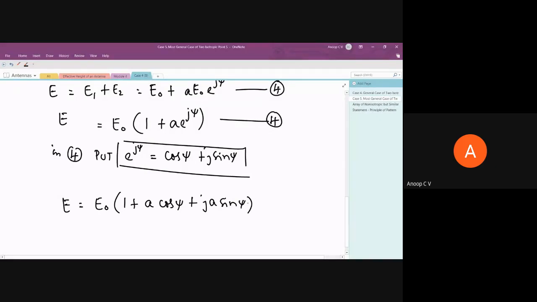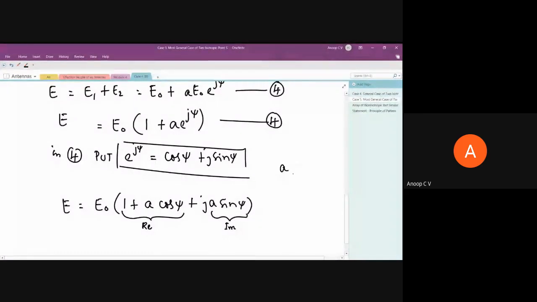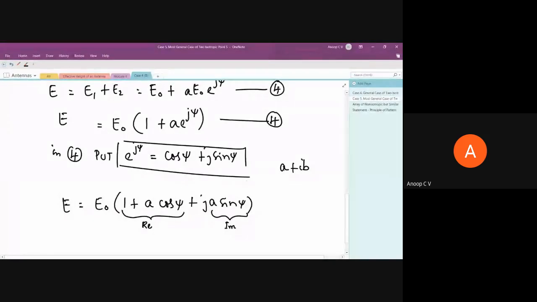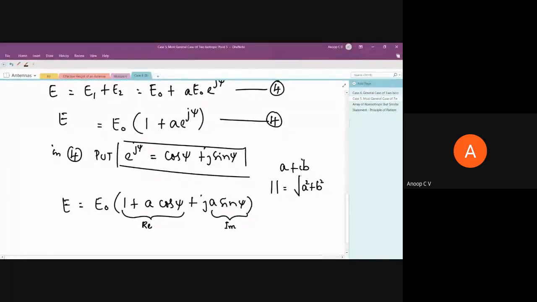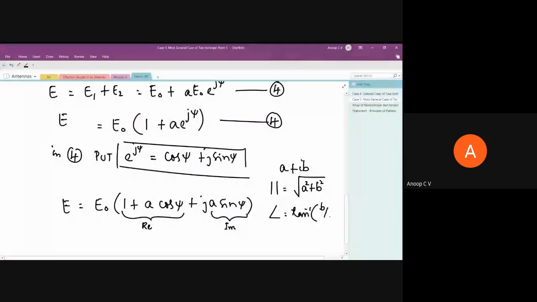So you can see whatever is inside the bracket is a complex number. This is the real part, and this is the imaginary part. If you have a complex number a plus ib, its magnitude will be given by root of a square plus b square, root of real part square plus imaginary part square, and angle will be given by tan inverse of b by a.